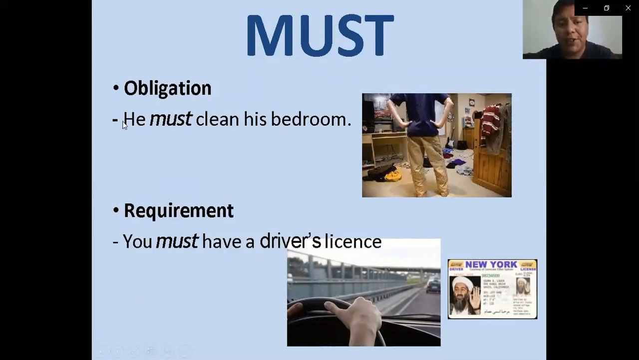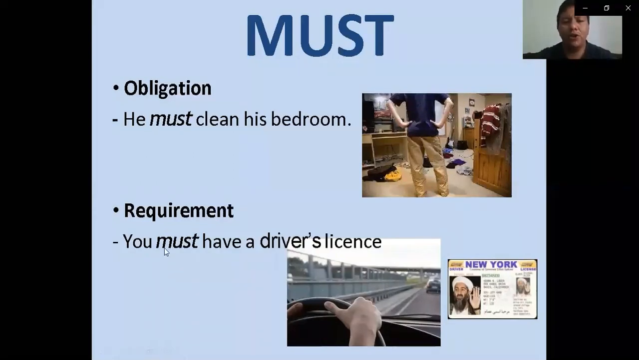Examples that we have here. He must clean his bedroom. As you can see in the picture, that bedroom is a total mess. Clothes everywhere, garbage everywhere. So he must clean his bedroom. Él debe limpiar su habitación, debe ordenar su habitación.